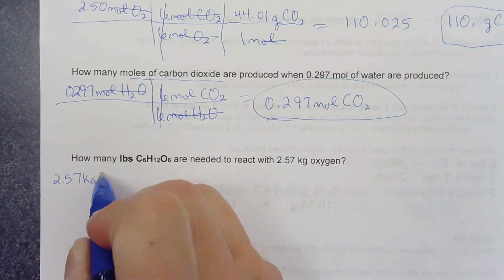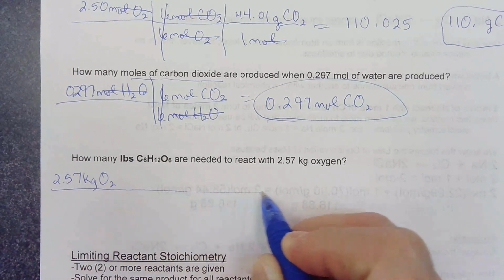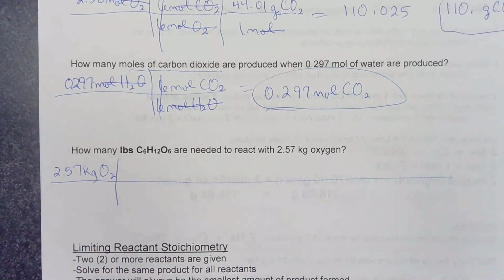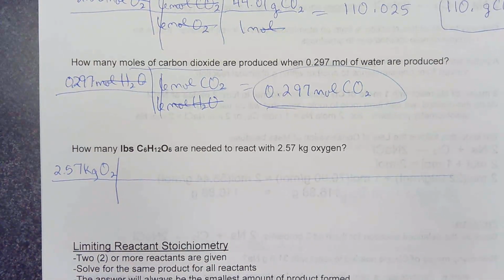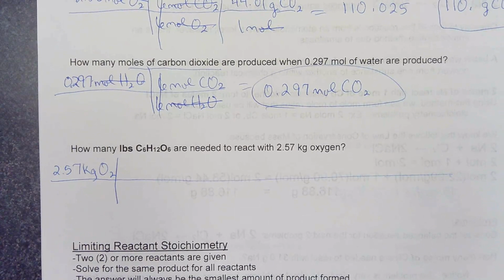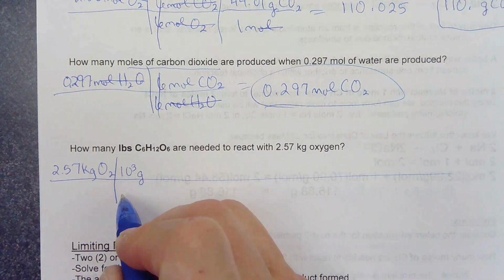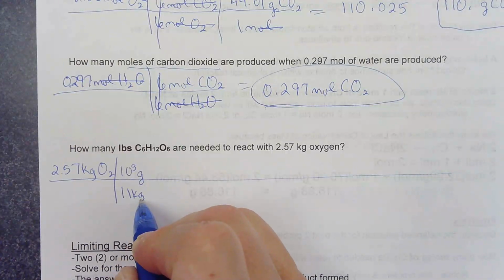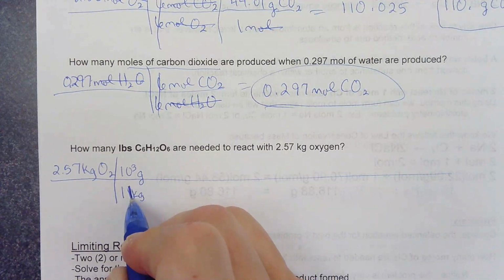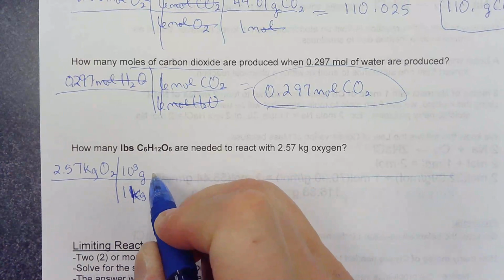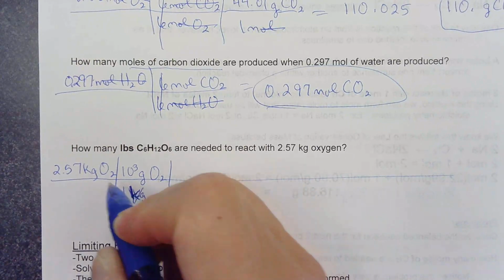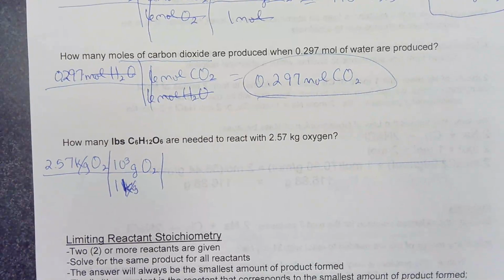2.57 kilograms of O2. Why is it O2? Good. Kilograms converts to what? Grams. How many grams in a kilogram? 10 to the third. So 10 to the third grams in 1 kilogram. Kilograms cancel. So we're in grams O2.